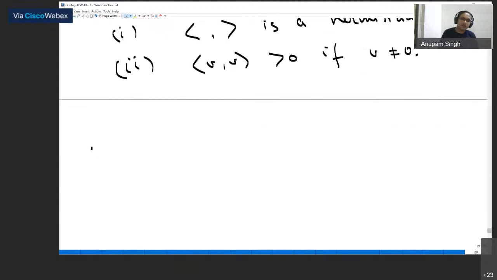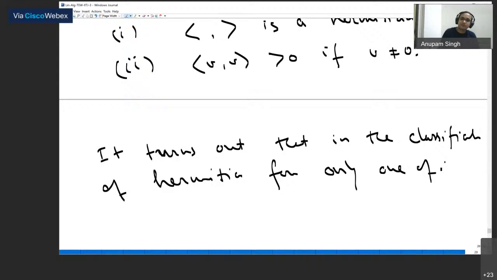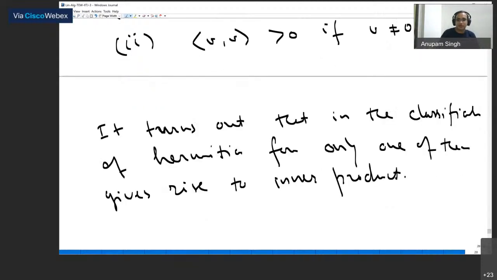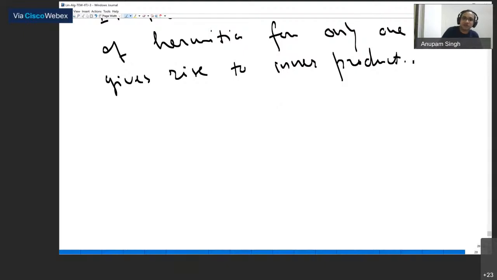And once again, it turns out that in the classification of Hermitian forms written above, only one of them gives rise to an inner product space. Once again, why is the inner product important? Because it gives rise to a norm and it gives rise to a metric. So the inner product is important. And this is the one corresponding to the identity matrix.